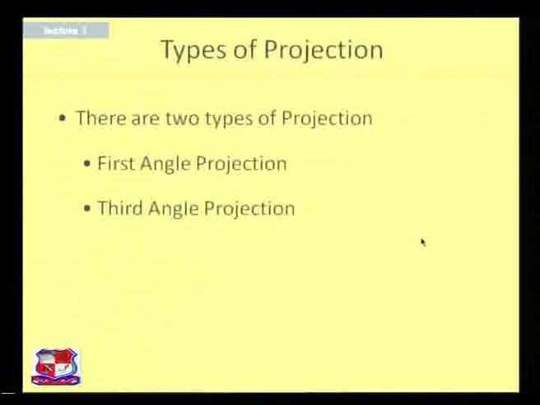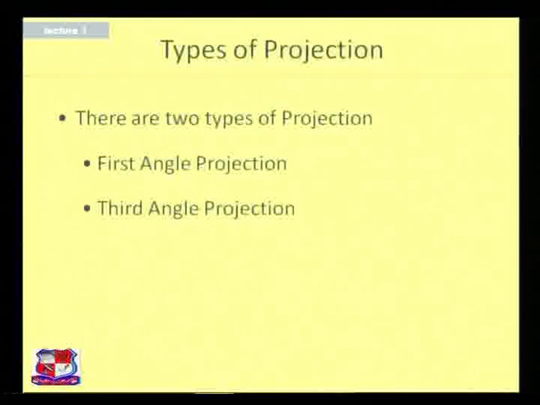Now there are two types of projections. The first one is the first angle projection, and the next one is the third angle projection. But we are studying four types of projection, that is four perspectives of the projection, in the first quadrant, second quadrant, third quadrant and fourth quadrant. The question will arise, why do we have to study only two types of projections, the first angle projection and the third angle projection?